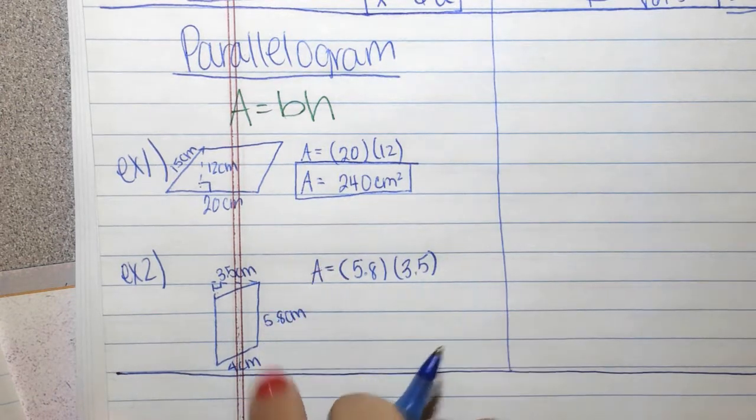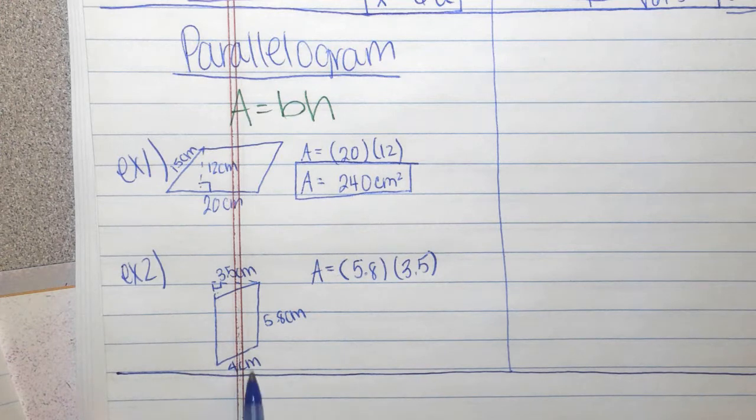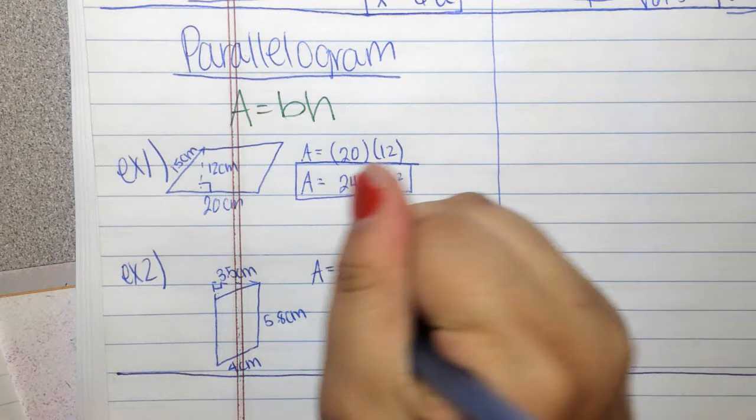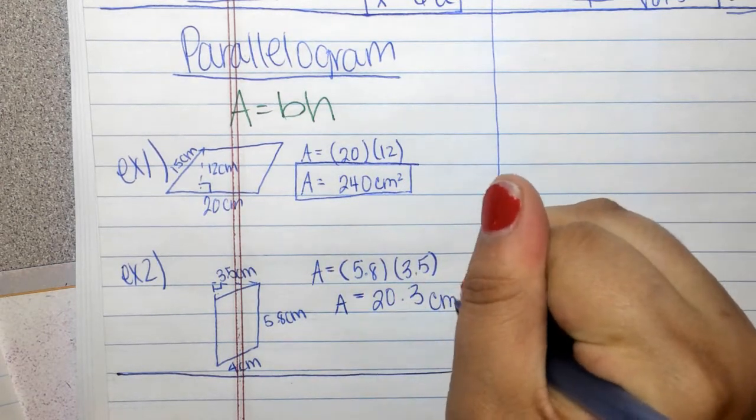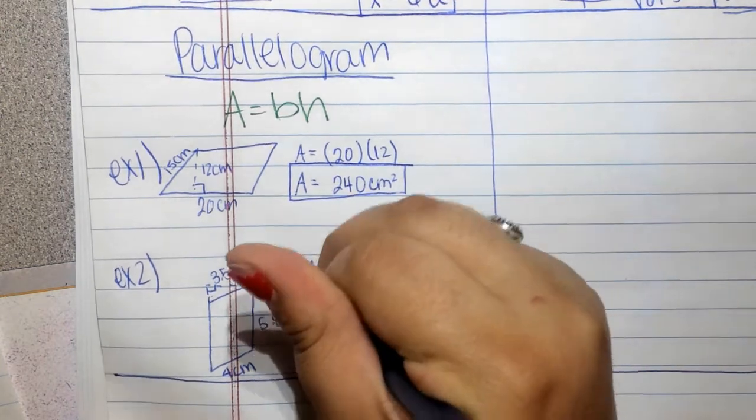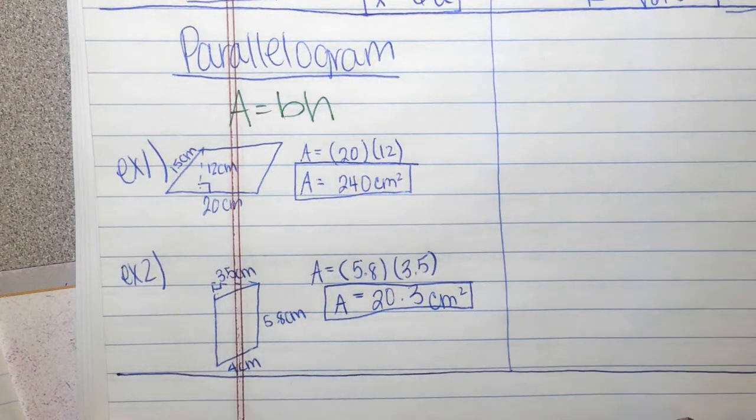Now you could call it backwards. You could say that is your base and that's your height. It wouldn't matter. The important part is we can't use 4 as the height because it's not at a 90-degree angle. So we put that in the calculator and we get 20.3 centimeters squared. Oh, that was ugly.